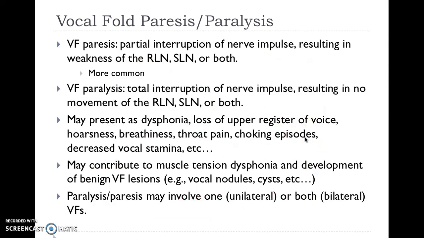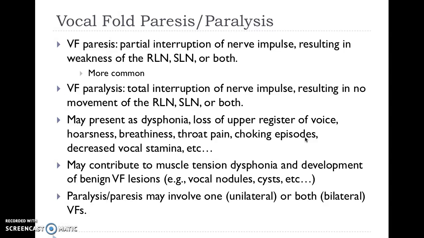Vocal fold paresis involves partial damage to the specific nerve, resulting in weakness of the recurrent laryngeal nerve, superior laryngeal nerve, or both. It's more common than vocal fold paralysis, which is when there is complete damage of the nerve, resulting in no movement of the recurrent laryngeal nerve, superior laryngeal nerve, or both.